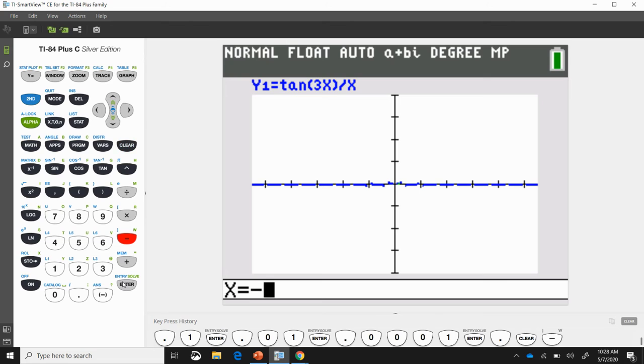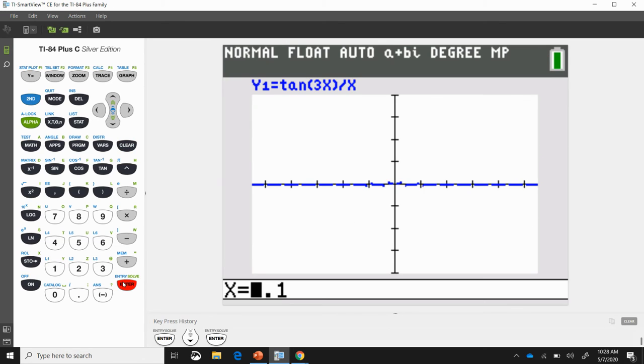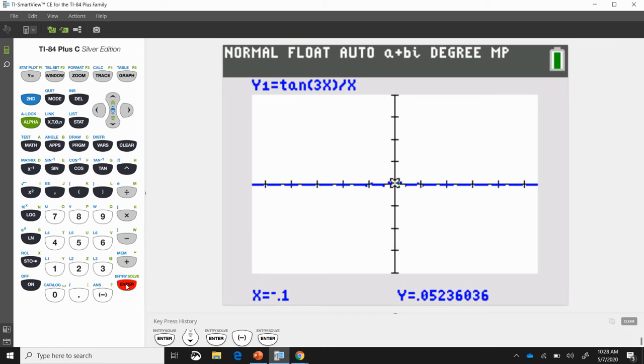So let's try it from the other way, negative 0.1. I didn't like that. Why didn't I like my negative? Oh, because I didn't type in negative. I typed in a subtraction sign. That's why. So this one's kind of hard to tell as to whether it's approaching 0 or if it's approaching 0.5.